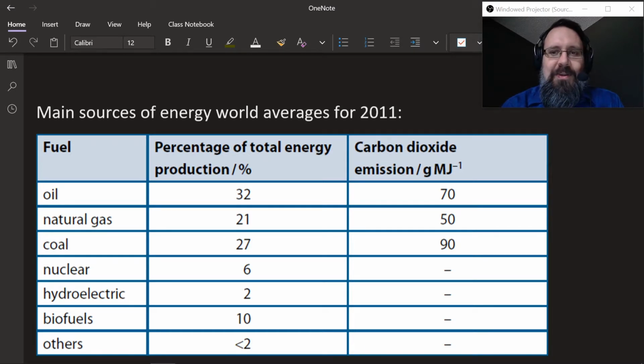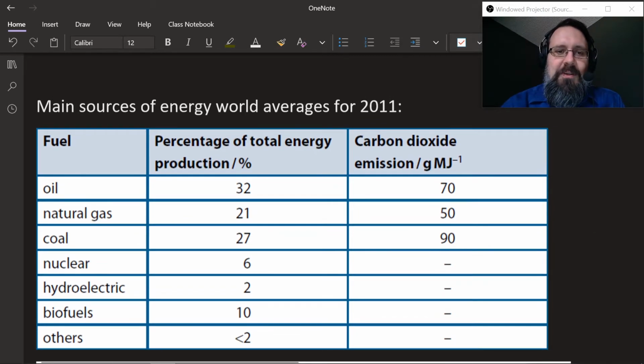What else do you guys notice that's interesting here? It's a surprisingly large number of biofuels. Actually, I would have thought that would be less. Yeah, 10% worldwide. That's a ton. That is a lot. It's also surprising how little is being produced by nuclear. Yeah, nuclear is very small, only 6%.